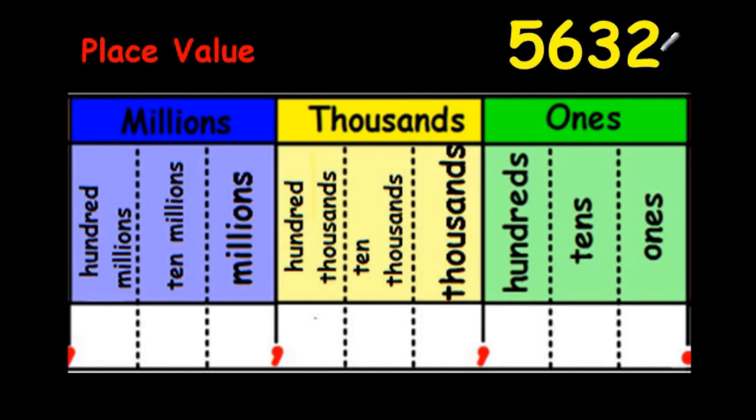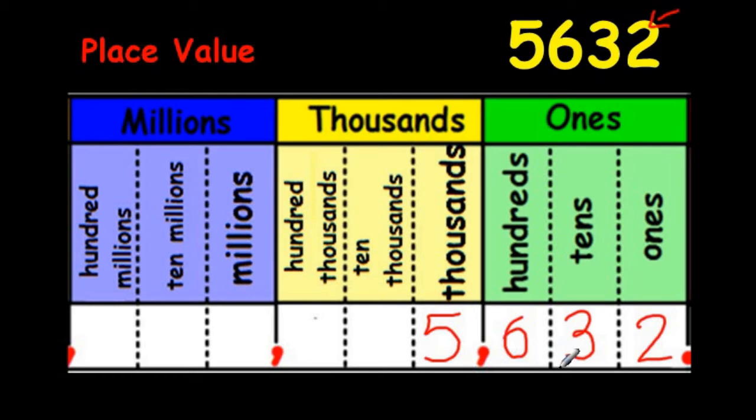So what we are going to do is start writing this whole number digit by digit starting from our right. So we will start from 2, and 2 will go in the ones room. Then we have 3. 3 will go in the tens room. Then we have 6. 6 will go in the hundreds room and 5 in the thousands room.